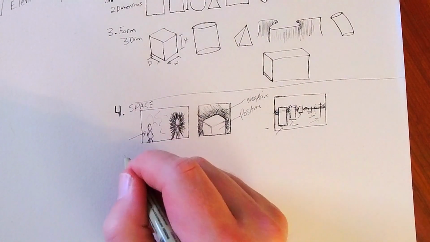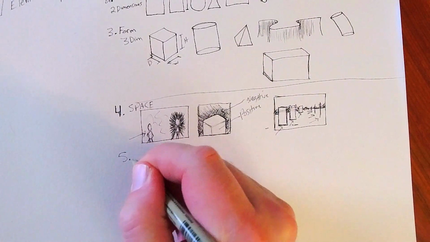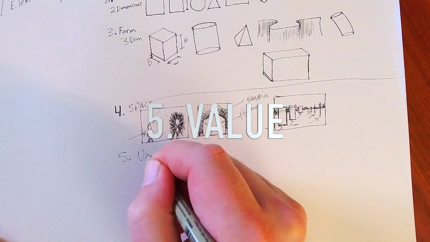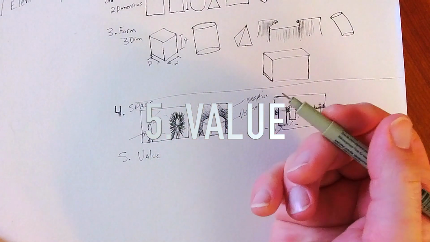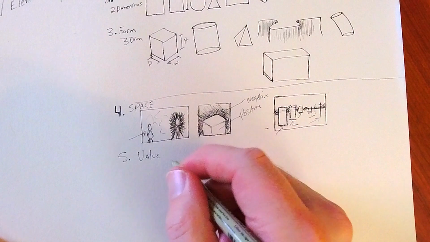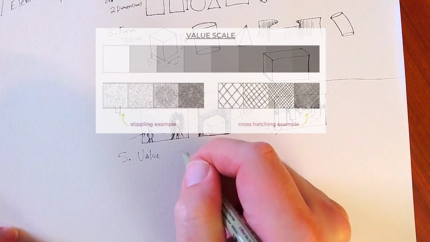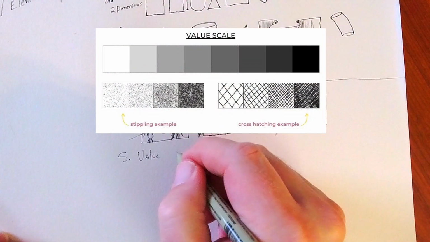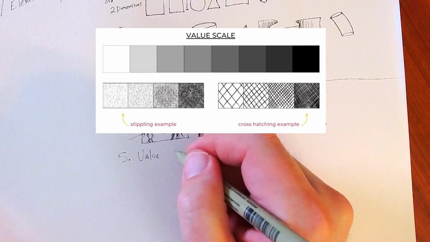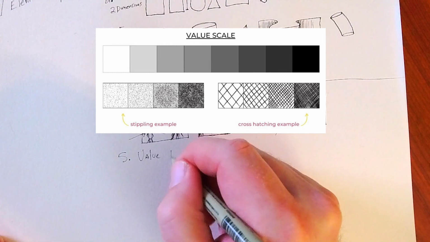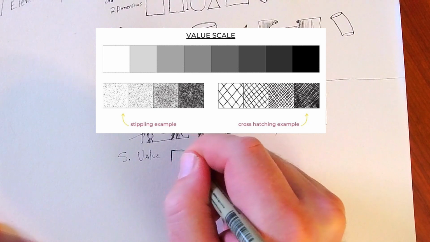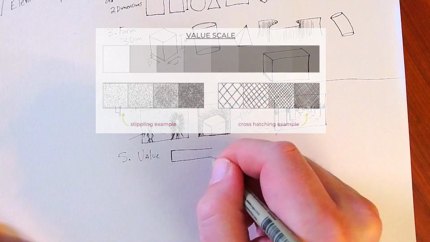And number 5 is value. So value can be known as shading, how you shade something. And that's going to give your objects, whatever you have, more of a three-dimensional look too. For example, this is what tint and this is what value is.